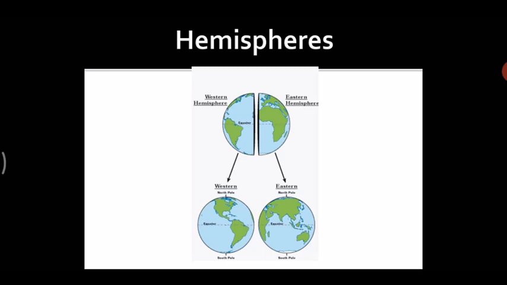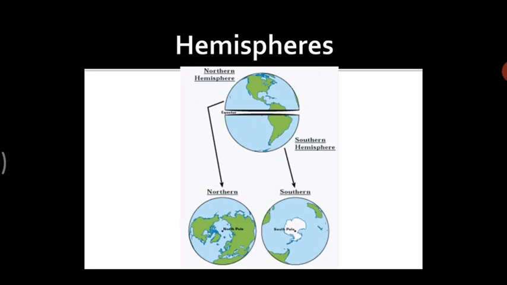Now look at the picture. The picture on the left is of the western hemisphere, and the picture on the right is of the eastern hemisphere. We can also see the north pole and the south pole, as you can see in the picture. Now children, where is India located? India is located in which hemisphere? Right, India is located in the eastern hemisphere. We'll move forward to the next slide.